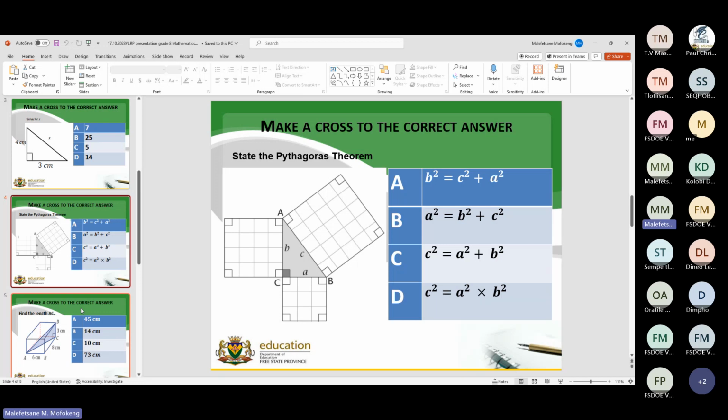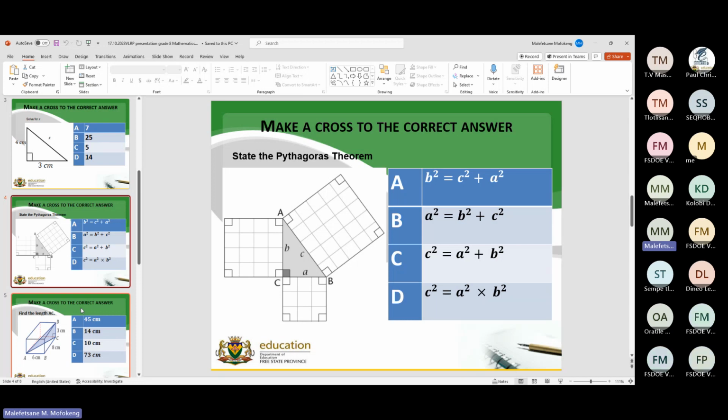Number A: B squared is equal to C squared plus A squared. If you look at the side B, B is not opposite to the hypotenuse, which means the answer A is incorrect. Number B: A squared is equal to B squared plus C squared. Also the same. If you look at the figure, the side A is not opposite to the hypotenuse. Then we move to number C.